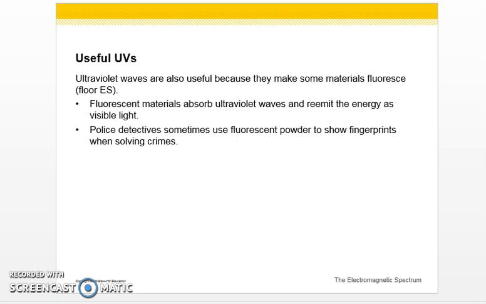Some of the useful UV rays are fluorescents. Fluorescent materials absorb ultraviolet waves and remit the energy as visible light. Police detectives sometimes use fluorescent powder to show fingerprints when solving crimes.